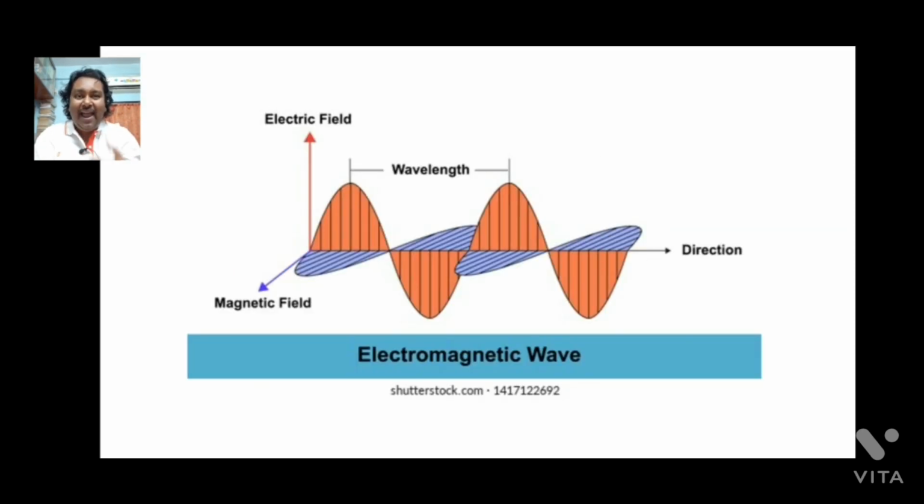And the visible light which is used in the microscope is electromagnetic in nature. It is simply known as electromagnetic radiation. That means it has an electric field as well as a magnetic field, and the direction of propagation is shown in the slide.